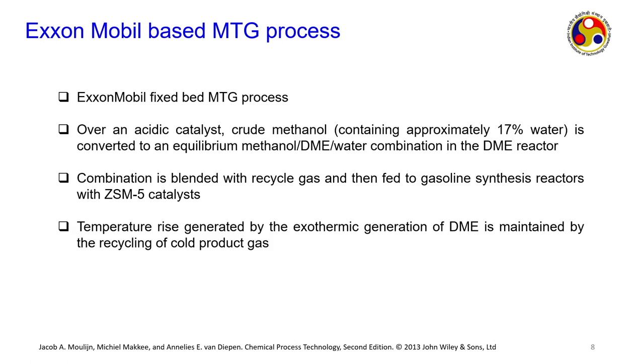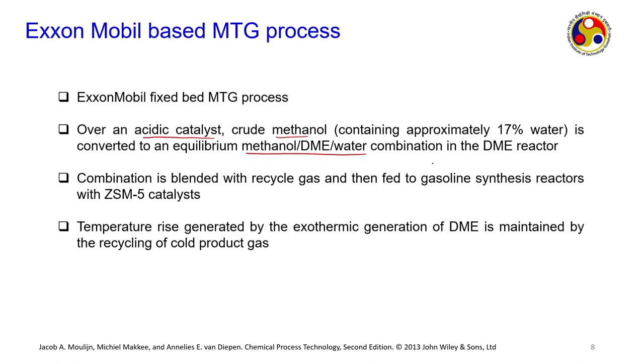So let us now discuss the process itself. So the process itself is something like ExxonMobil. So it has a fixed bed methanol to gasoline process. So it has an acidic catalyst. Now you must be knowing what is the acidic catalyst. Just now I discussed. So acidic catalyst is something where you have more of hydrogen atoms replacing some other element. So what you do is in this acidic catalyst, you convert the crude methanol, which is having 17% water, into an equilibrium mixture of methanol, dimethyl ether, water. So you have started with methanol, you convert that to methanol, water, DME in the first reactor.